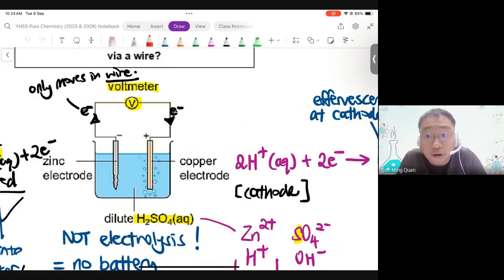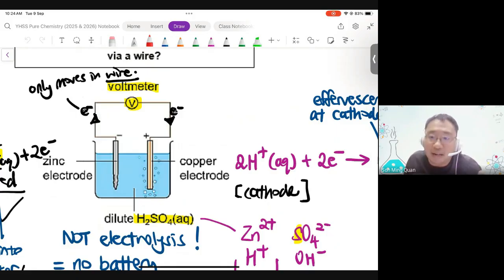Okay? Through the wire. So the electrons never ever go into the aqueous solution. Never. Aqueous solution is the territory for ions. Wire is the territory for electrons. Now, this flow of electrons from zinc to copper is useful because it gives rise to a potential difference.